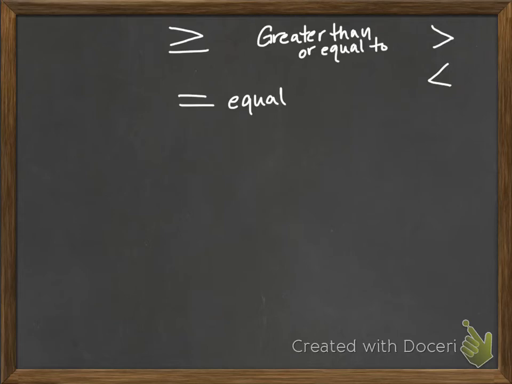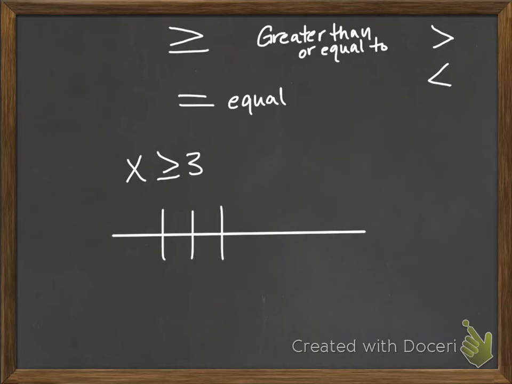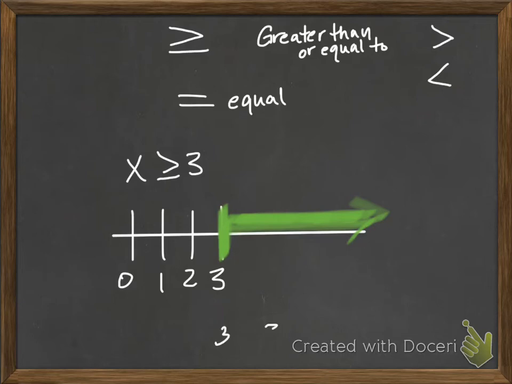So on our number line, if x is greater than or equal to 3, that means that x can be greater than 3, but it can also be 3. So here's 0, 1, 2, 3. If we draw this, it's this, but it can also be right here at 3. So it's 3 or higher. So x can be 3. It could be 3, it could be 3.5, it could be 20. It could be anything greater than 3, but it can also be 3.